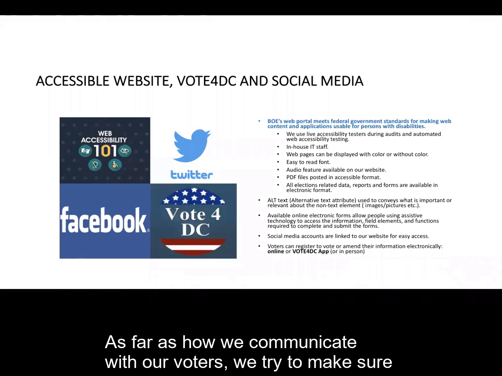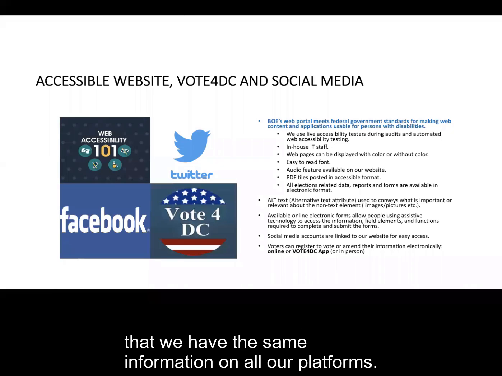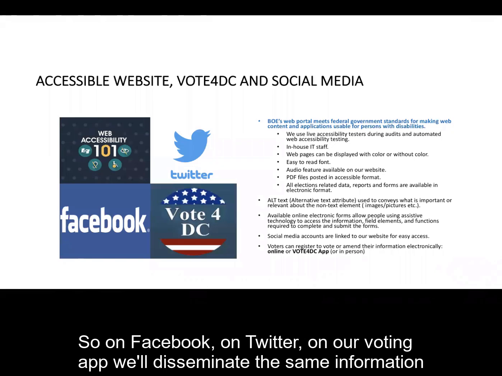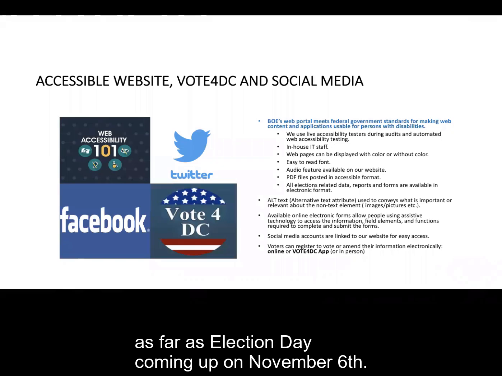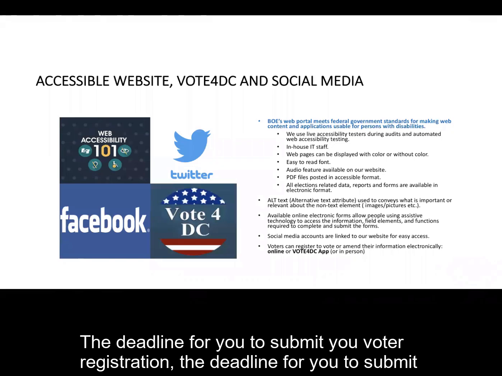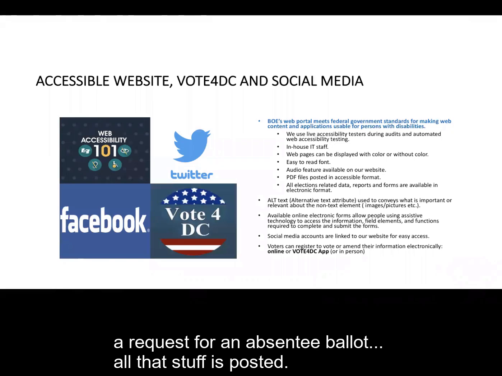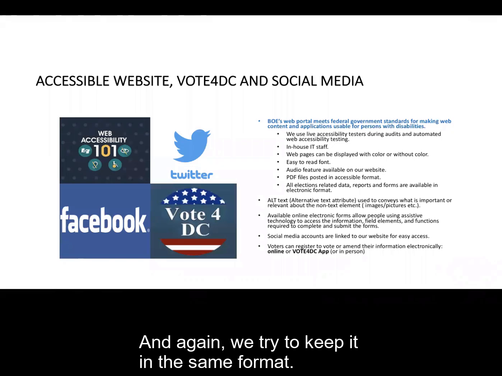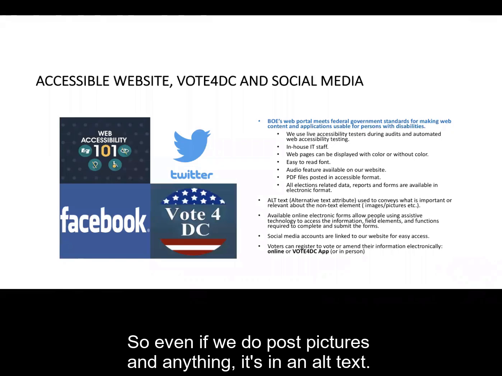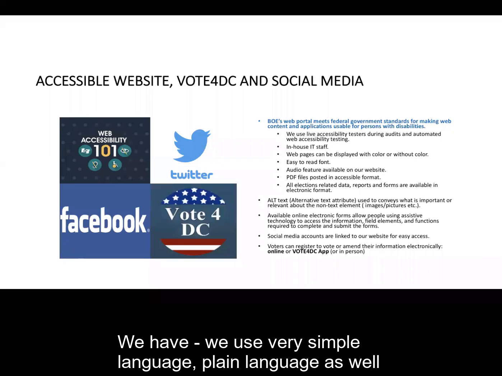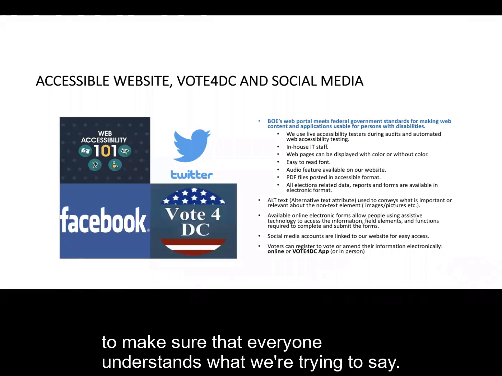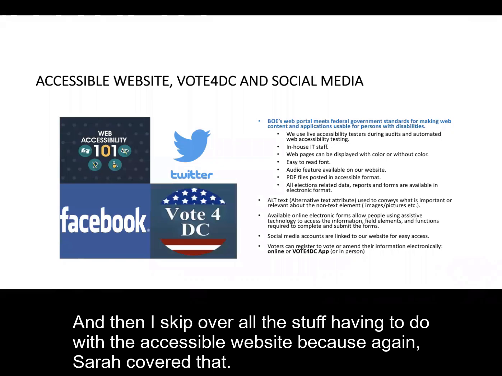As far as how we communicate with our voters, we try to make sure that we have the same information on all our platforms. So on Facebook, on Twitter, on our voting app, we'll disseminate the same information as far as election day coming up on November 6th. The deadline for you to submit your voter registration, the deadline for you to submit a request for an absentee ballot, all that stuff is posted. And again, we try to keep it in the same format. So even if we do post pictures and anything, it's in alt text. We use very simple language, plain language as well, to make sure that everyone understands what we're trying to say.